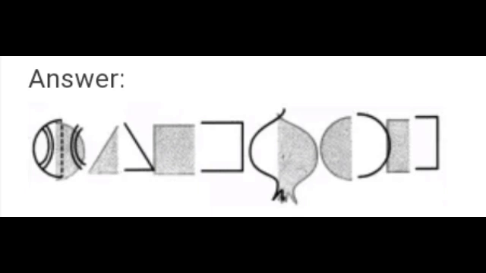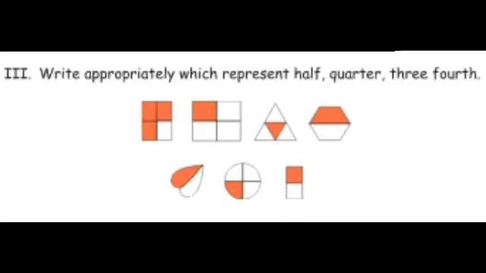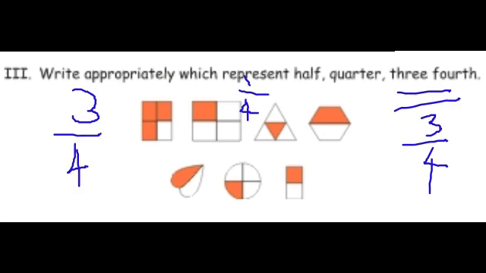Yes, my dear students. Next one is: write the appropriate fraction. That means write appropriately, which represents half, quarter, 3/4, like that. See, my dear students, I am going to show you some pictures. In those pictures, the total number of portions were different and shaded portions were different. So now, how to write a fraction with the help of numerator and denominator. Numerator means shaded portions. Denominator means total number of portions. Now look at the first picture, what does it have? How many portions were shaded?